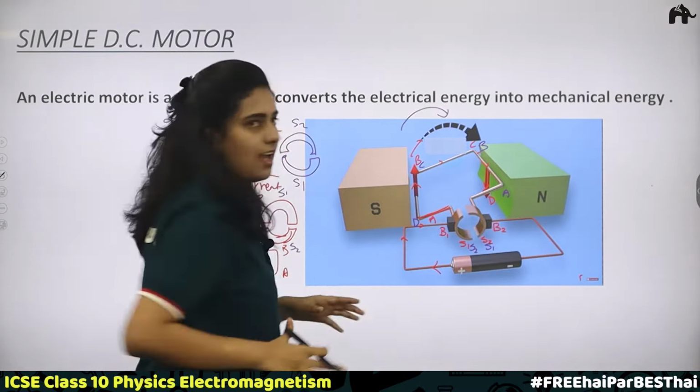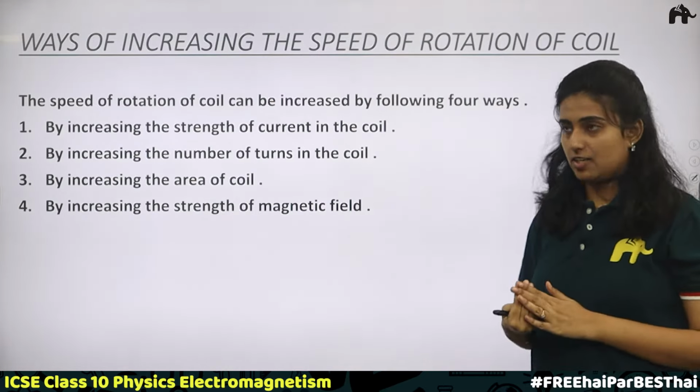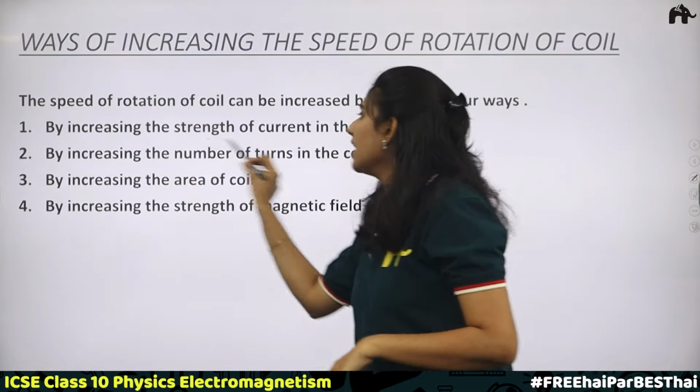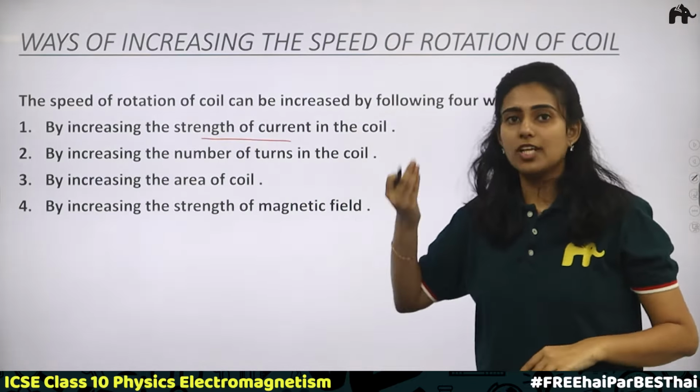The speed of rotation of the coil can be increased by using 4 methods. We have studied how the coil rotates and how producing a rotation in the coil can convert the electrical energy to mechanical energy. Now these are the 4 ways to increase the speed. First is by increasing the strength of current in the coil. When the current increases, the speed of rotation will also increase.